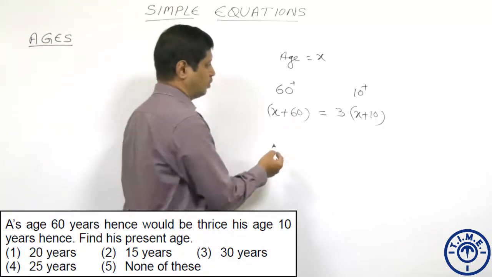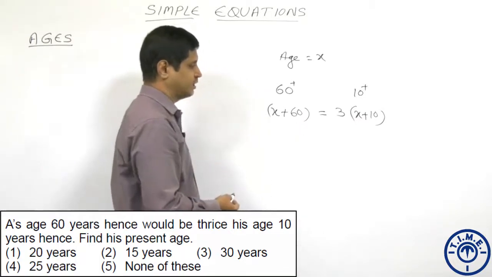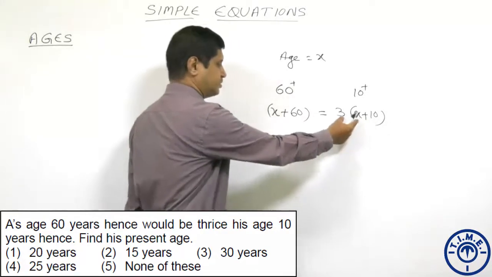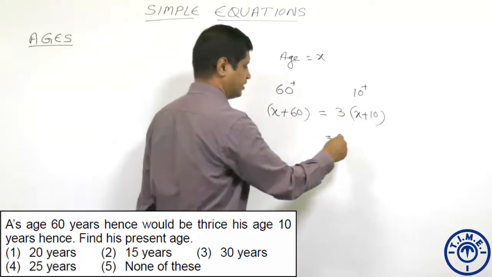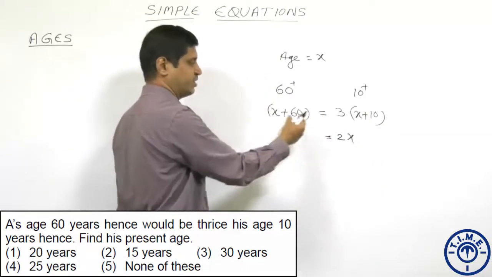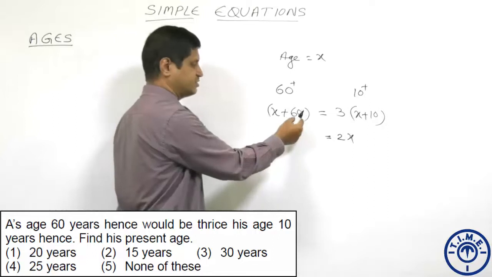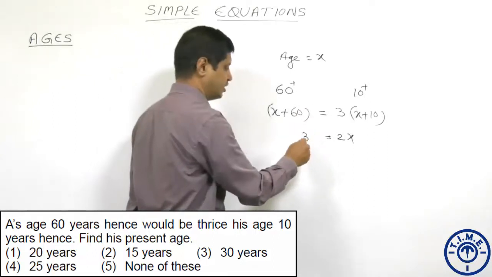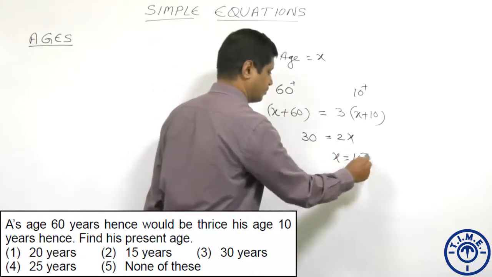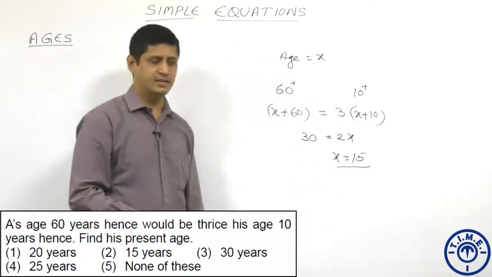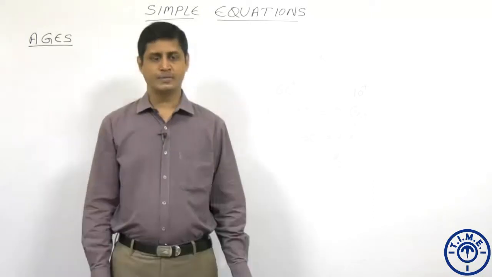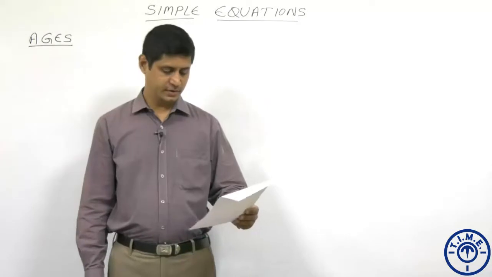Now by taking the variables on one side and numbers on the other side, on the right side we have 3x plus 30. 3x minus x is 2x. The 30, when you bring it to the left side, becomes minus 30; 60 minus 30 results in 30. Solving this, the value of x is 15. What is x? It is the age of the person. So the answer is option 2. Now look at the next question.